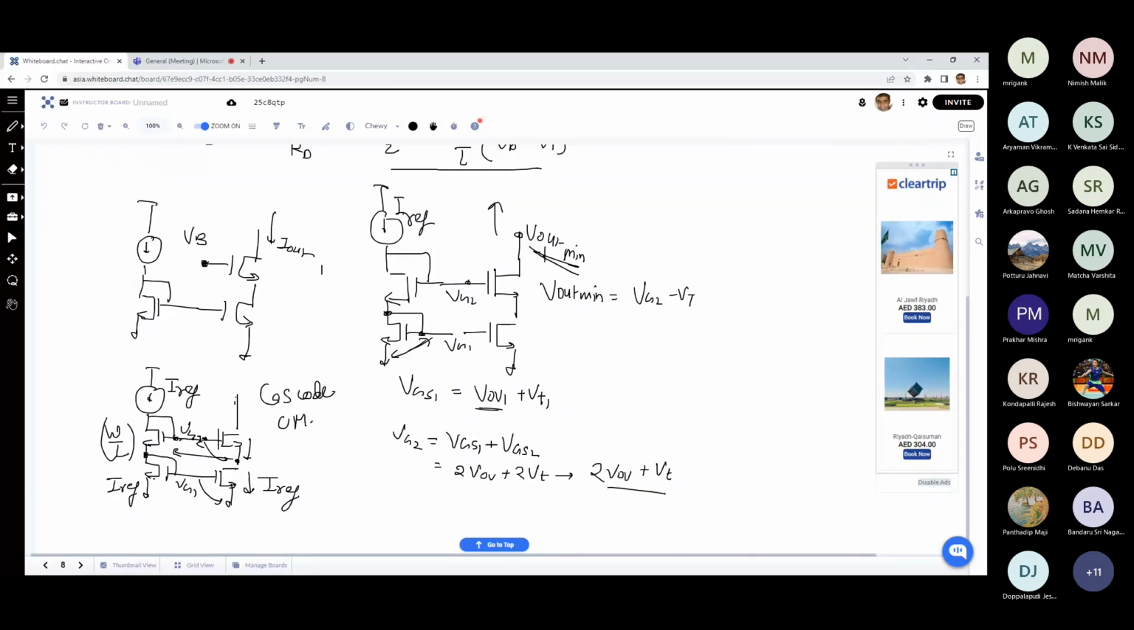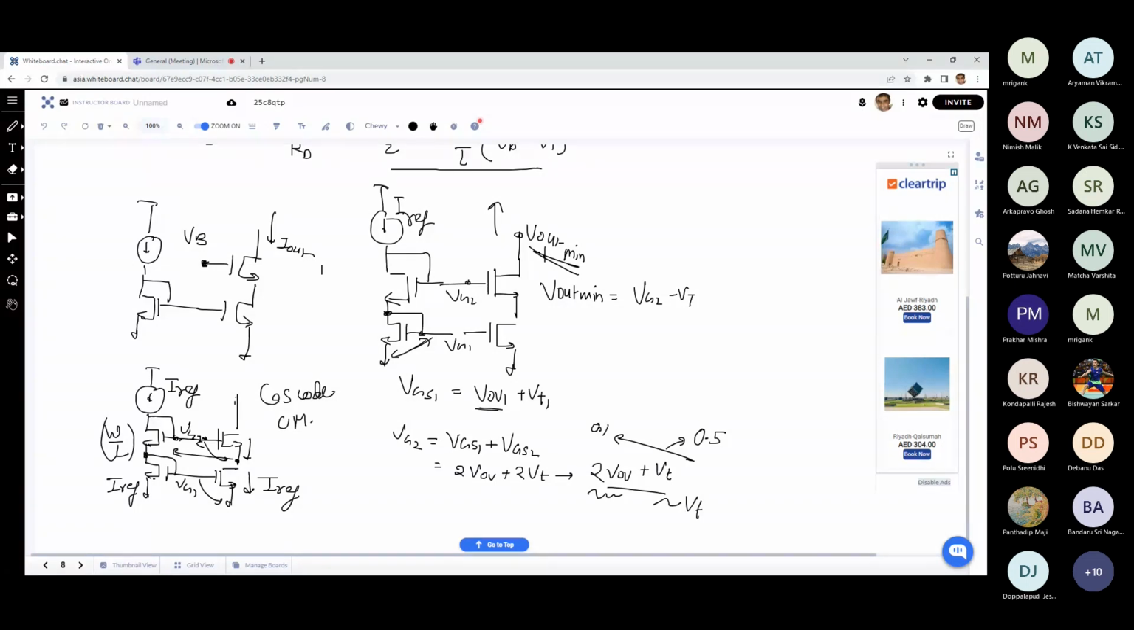Now if you want to minimize it further and go down, what is the way to do it? Increase W by L of all the transistors. If you increase W by L, the V overdrive will become smaller and smaller compared to VT, and you can ignore it, so it becomes almost close to VT. Suppose in 180 nanometer you have VT of 0.45 or 0.5, generally 0.45 nominal, and you reduce V overdrive so much that it is just 50 millivolts, maybe 0.1 volt. Compared to VT you are reducing it significantly, and therefore you will be limited mostly by the VT of the transistor.